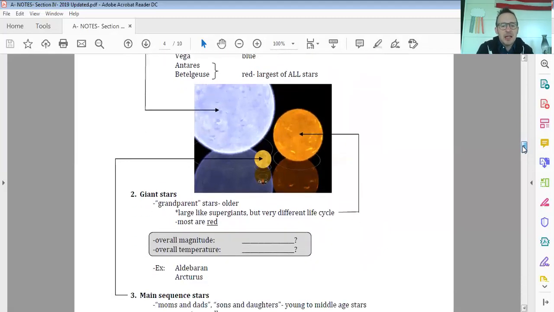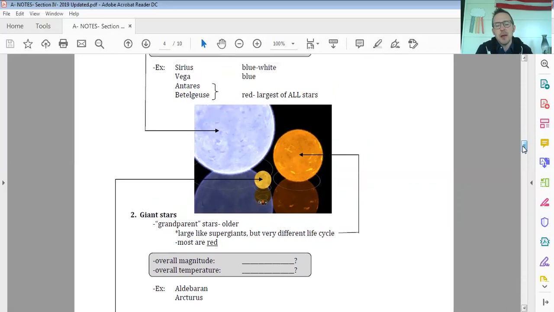Next up, we have giant stars. So at this point, you might be thinking, okay, it seems kind of weird that big stars are young. Giant, that sounds big. That must be really young, right? Wrong. These ones we are going to call our grandparent stars. We're going to see they get big somewhat like supergiants, but it happens very, very late in their lifetimes. We're going to see they live a different life cycle.